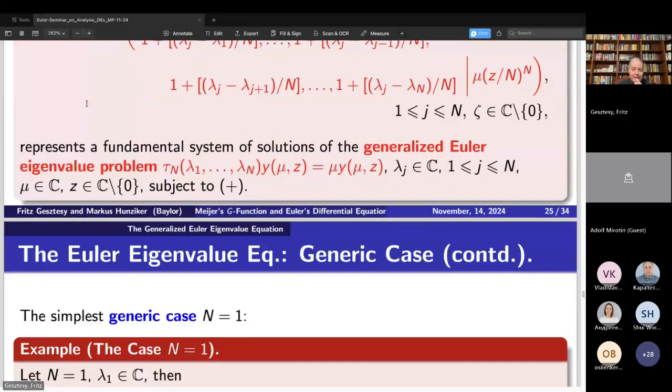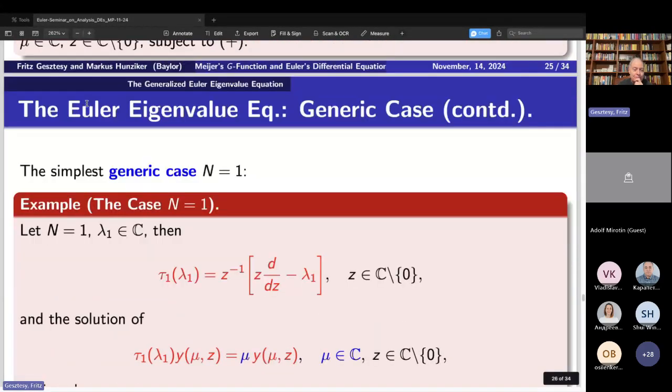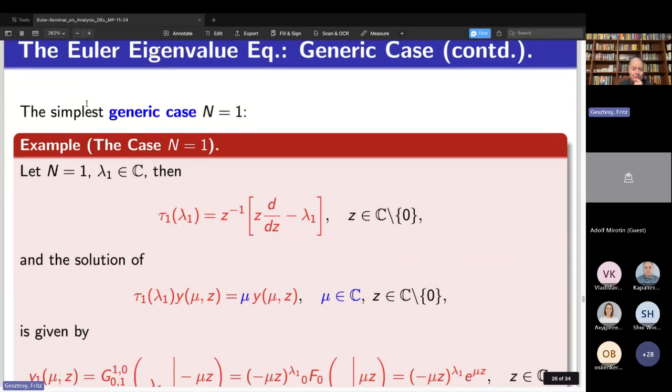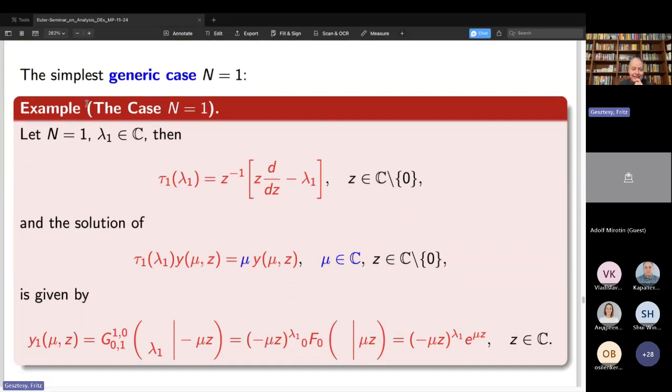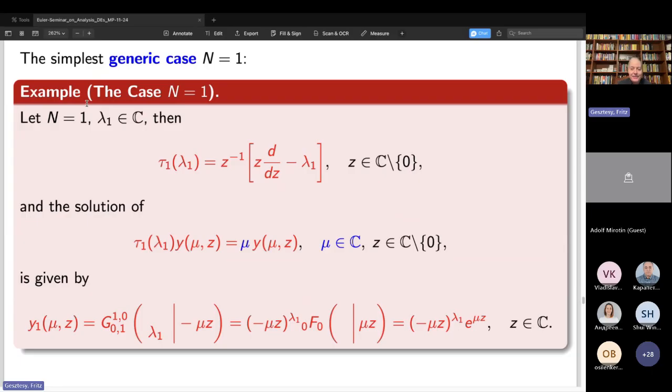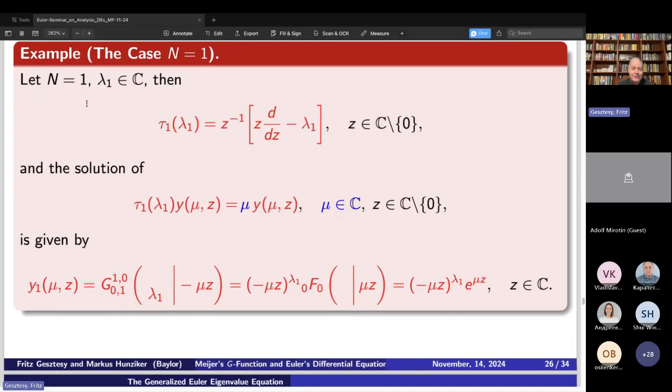So let me give an example. How about n equals 1, which is automatically generic? In this case, the answer is very simple, as one expects, of course. So this is your differential expression when n is 1.